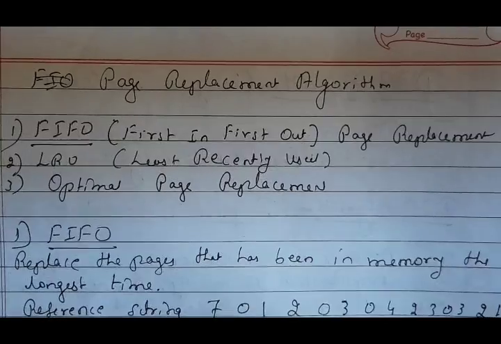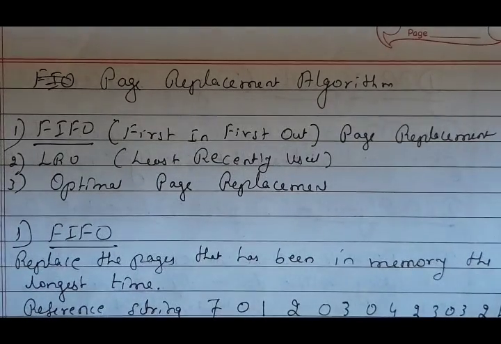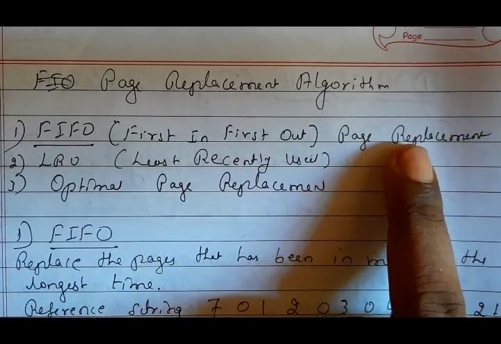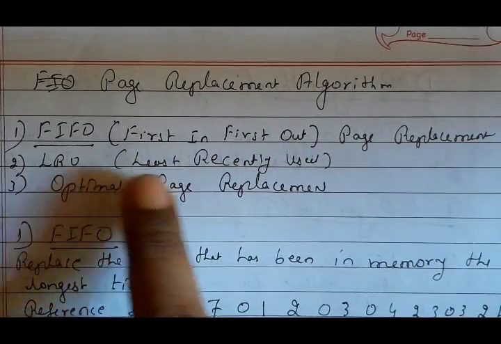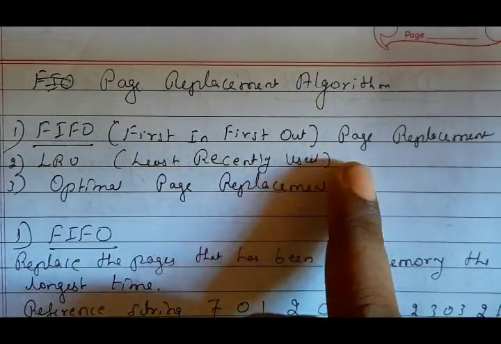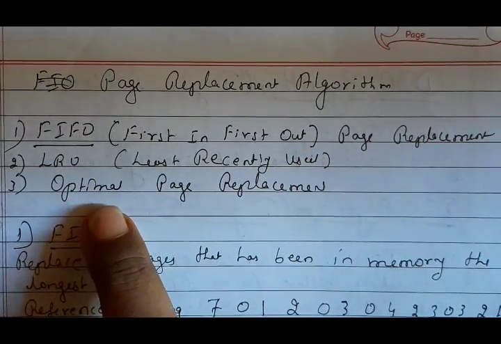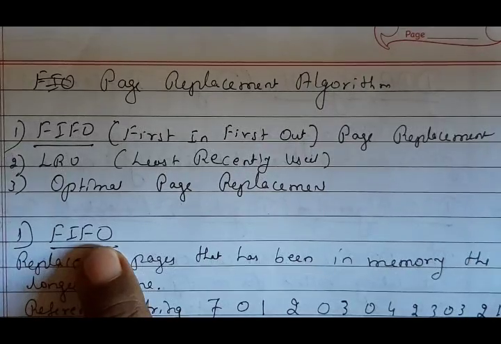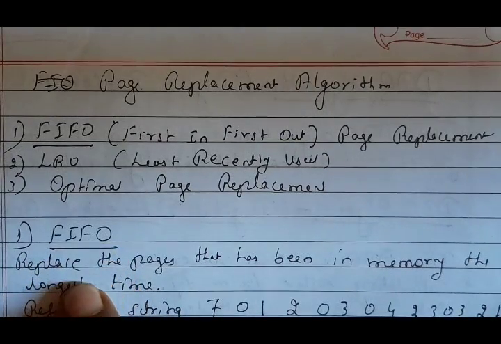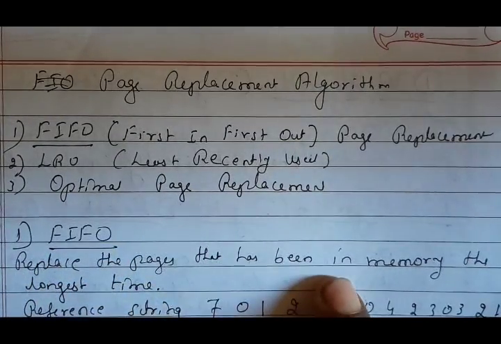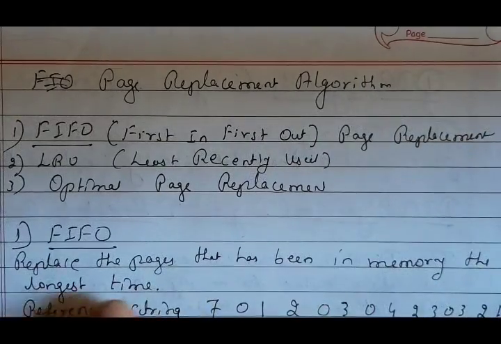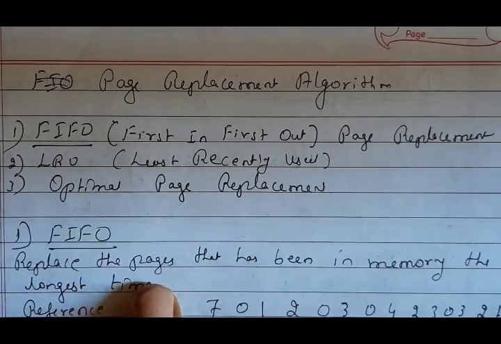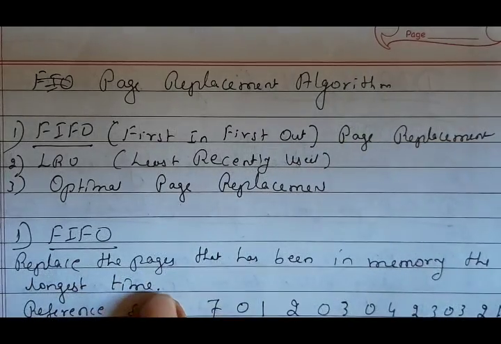In paging there are three types of page replacement algorithms. One is first in first out, FIFO. Second is LRU, least recently used page replacement. The third one is optimal page replacement. First, FIFO: replace the page that has been in memory the longest time. That is the FIFO concept.